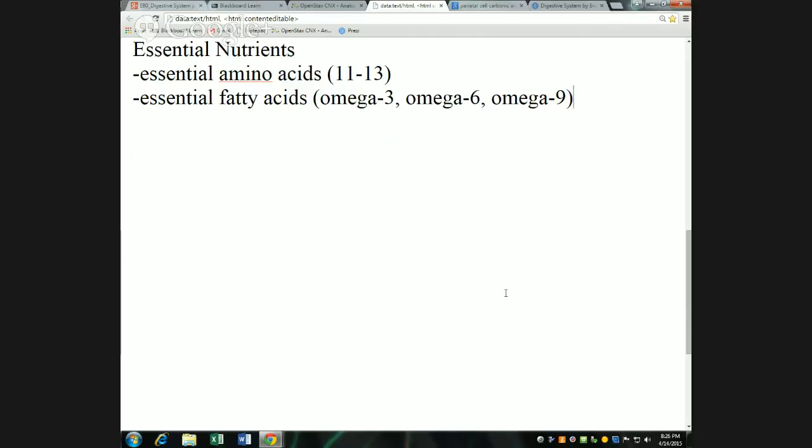When you look at a fatty acid, it's just a hydrocarbon chain with some other stuff at one end. But opposite the stuff that makes it an acid, the hydrophilic part of it, the other end of the hydrocarbon chain is the omega end. So omega-3 is referring to the third bond in from the end. Omega-6 is the sixth bond in from the end. Omega-9 is the ninth bond in from the end.